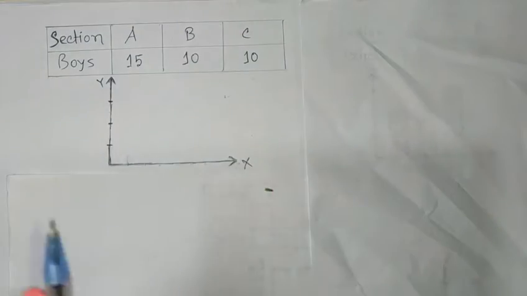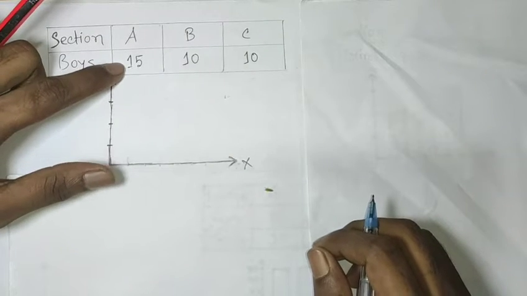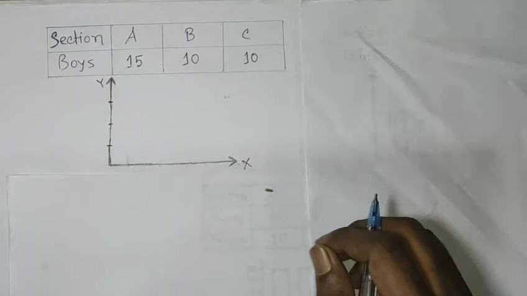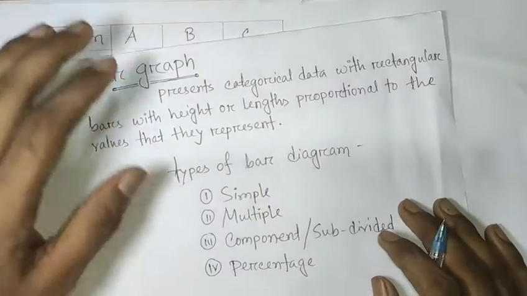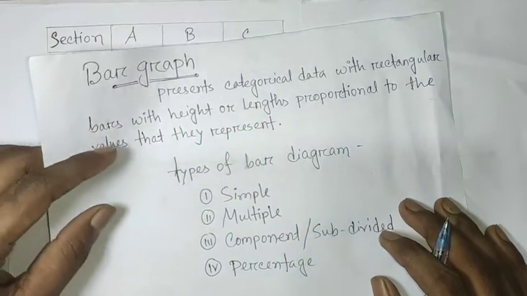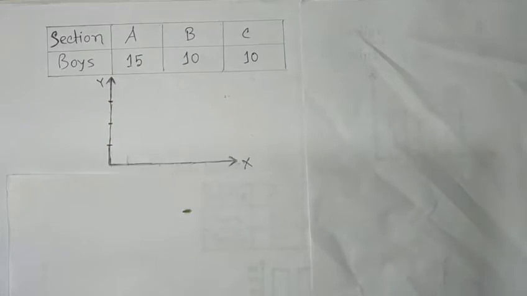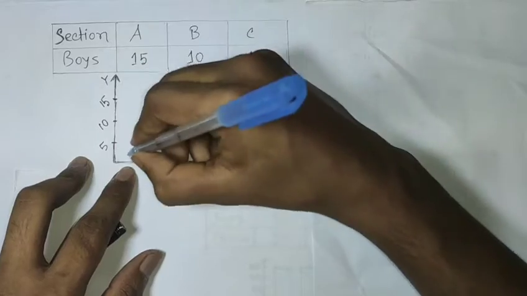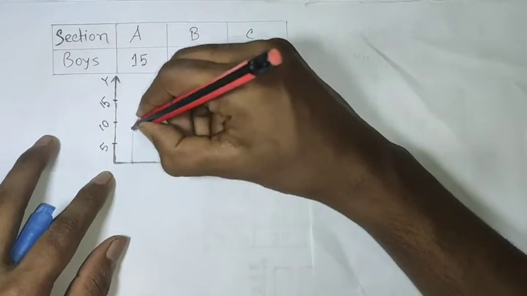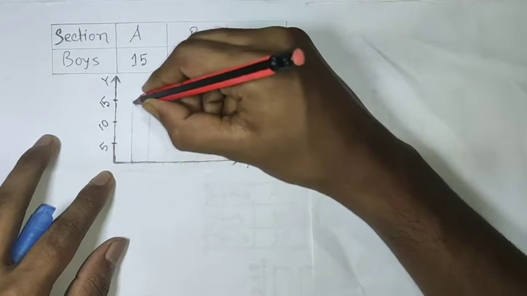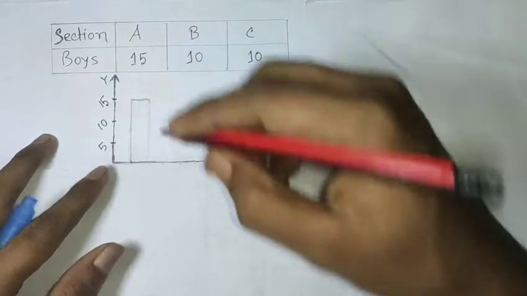Remember one thing: the length or the height of the bar must be 15, because from the definition we know that the length or height is proportional to the values, or the length or height represents the value of the variable. So the height of this bar for section A must be 15. It looks something like this.